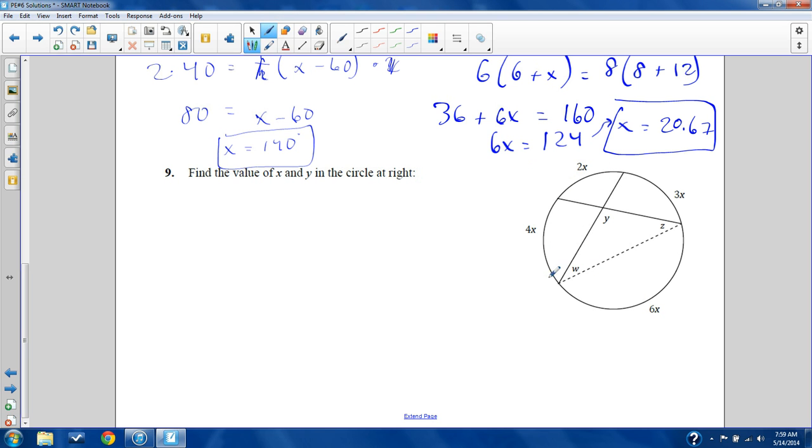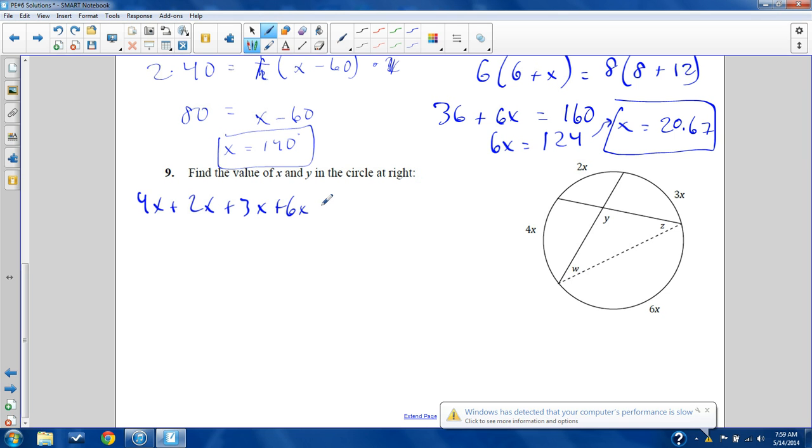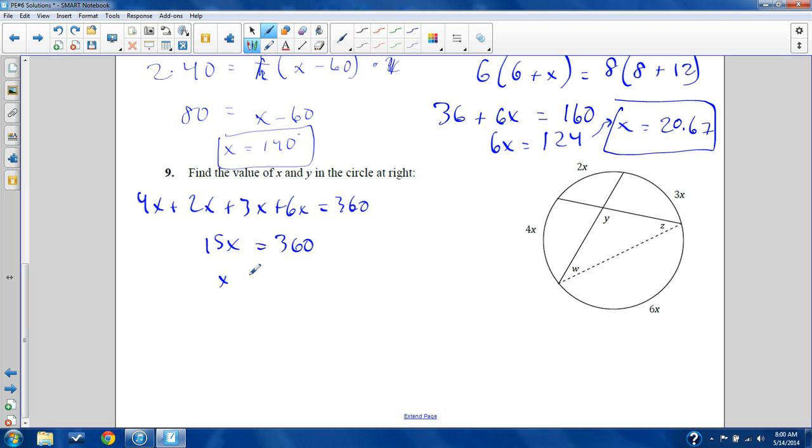I don't know what x is, but I know if I added up all these arcs together, I get 360 degrees. So start setting that up. I got 4x plus 2x plus 3x plus 6x equals 360. Combine like terms, you get 6x, 9x, 15x equals 360. Divide both sides by 15, you get x equals 24 degrees. So there's your value for x. So if x is 24, then I know that this guy here is 48. That's a 2x. And this guy here is 24 times 6. That's 144. So these intercepted arcs here are 48 and 144.